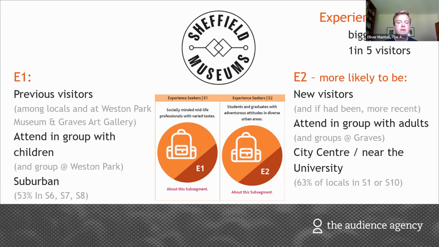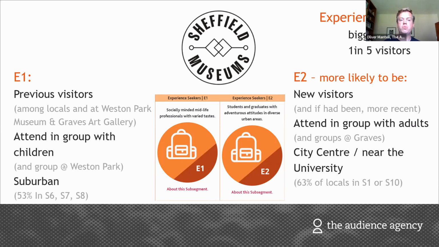And what we found was that the E1 group, the older group, who were slightly more settled into life in the city maybe, were more likely to be previous visitors. They've probably been around a bit longer in the city, they've had more chance to see things, they've probably got more of an ongoing engagement with the city and its history, and they're more likely to have families, and more likely to be taking those to things like Weston Park Museum.